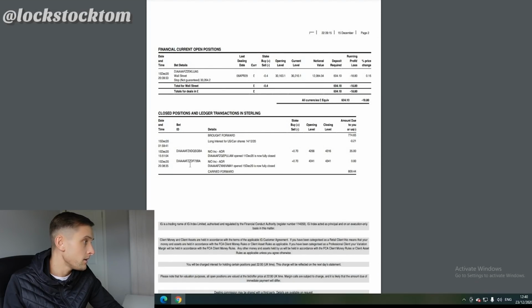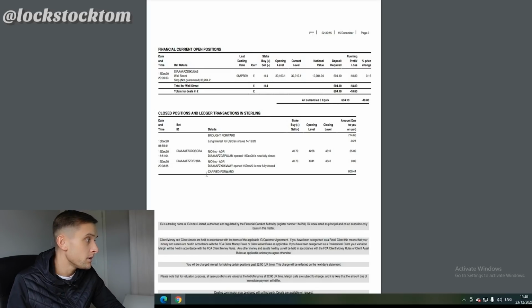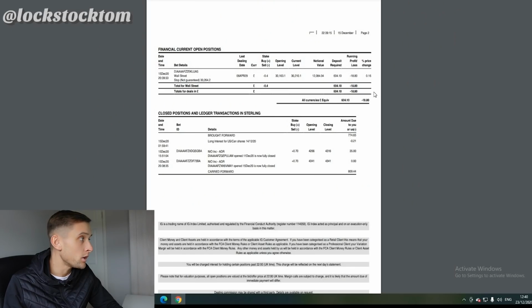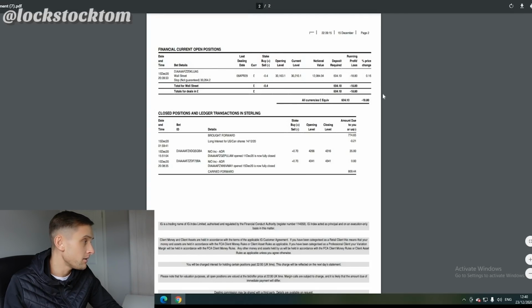So down here, we got another trade for Neo. Neo's a trade that I go to when nothing's happening in the markets. When the markets are quiet, Neo is almost a go-to that I would go to. I'm not sure what this is up here. Wall Street, minus £18.